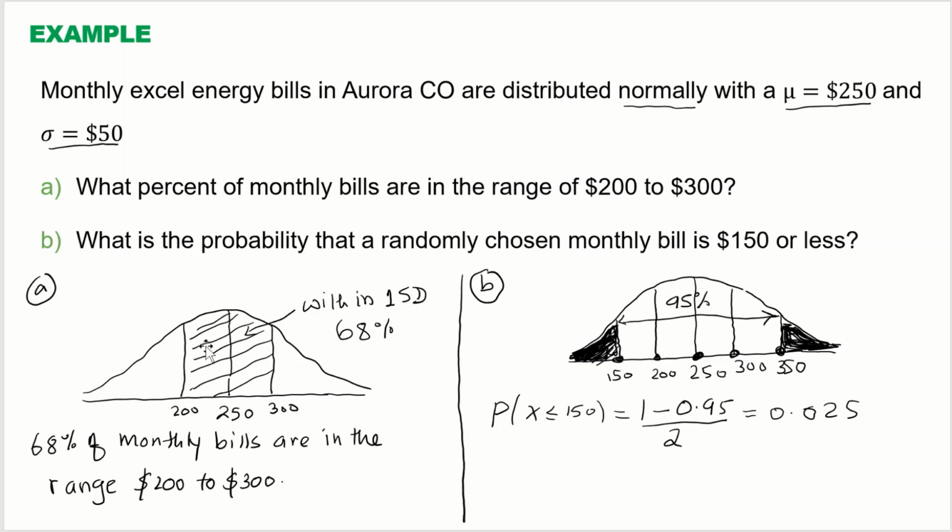And this is the end of the video. We worked on two important theorems, Chebyshev's theorem, which is for any distribution, and the empirical rule, which is exclusively for the normal distribution.